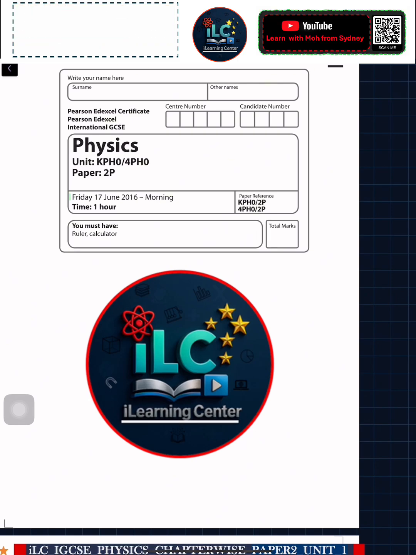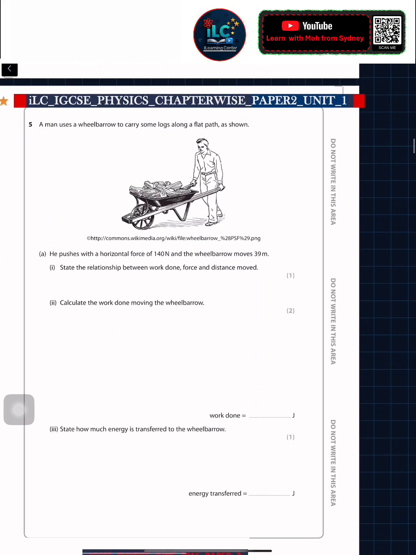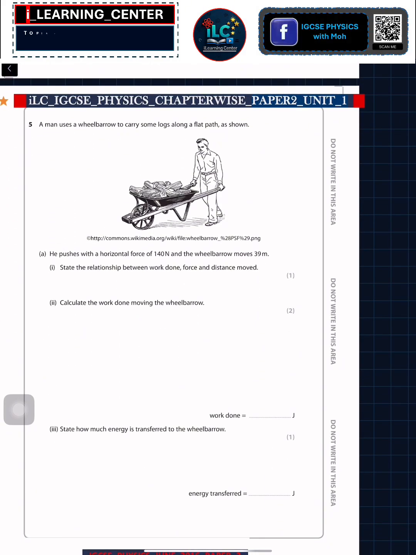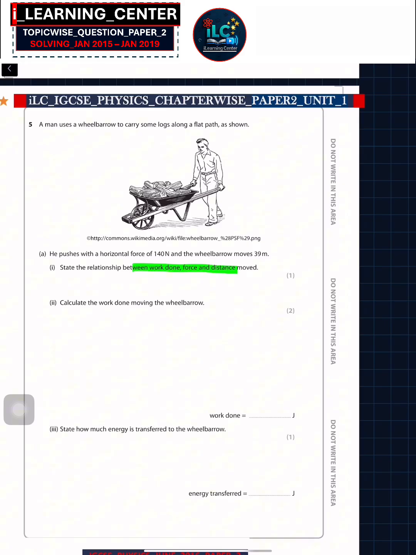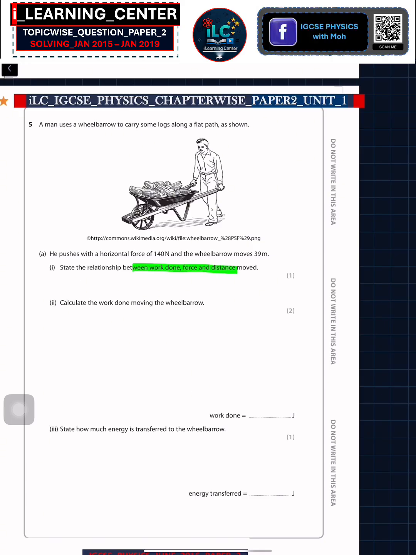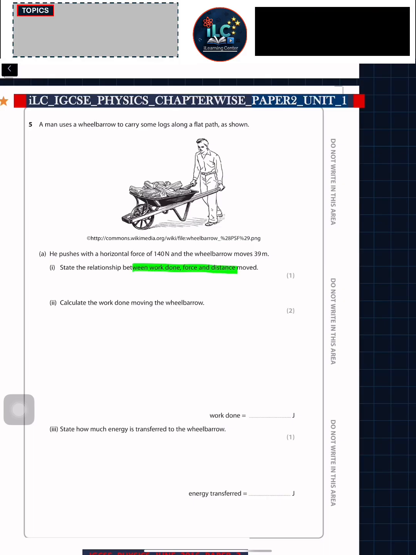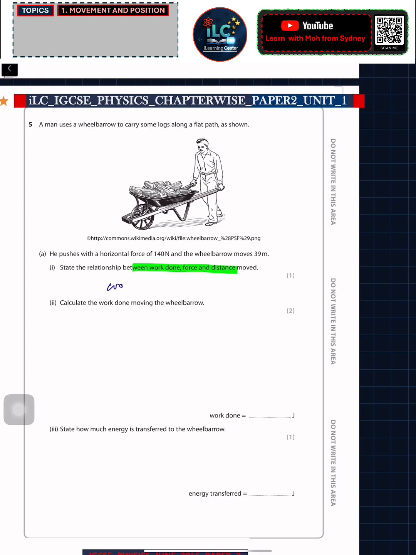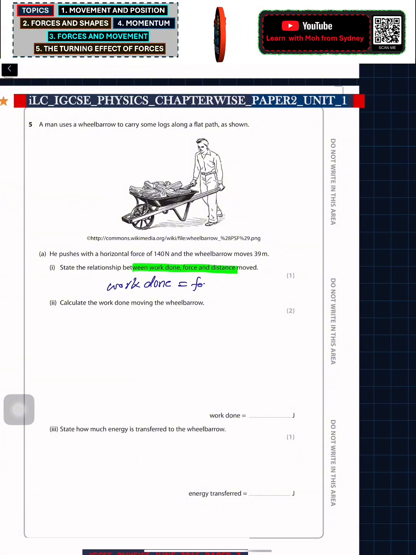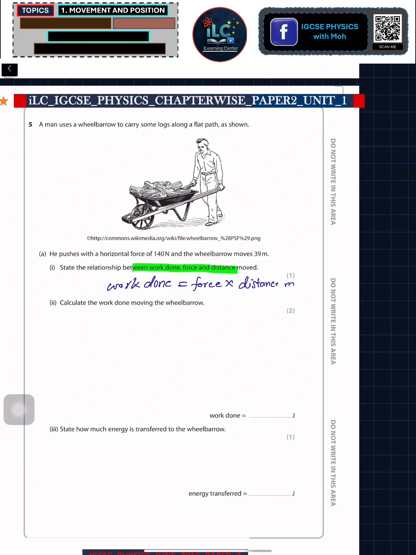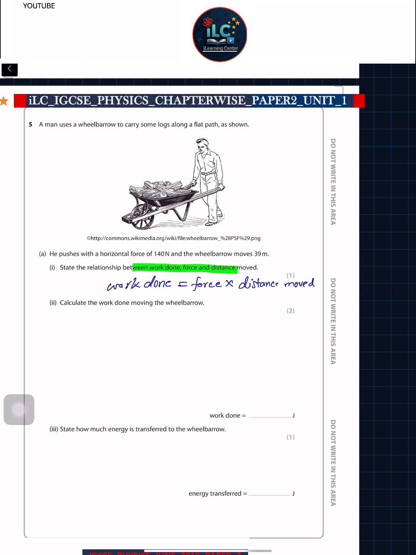We're solving another question, which is from June 2016, paper 2. The first question asks you about the work done. Take your time and read the question. It asks you to write the relation. It's very easy. We know that work done is equal to force times distance moved. And because it's only 1 mark, this should be good enough.